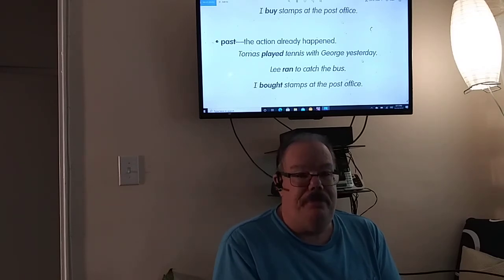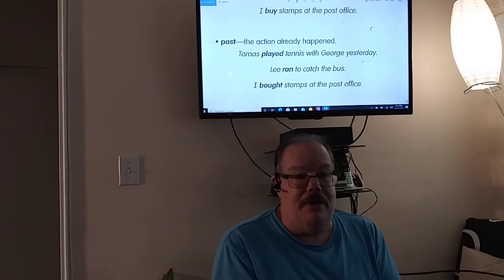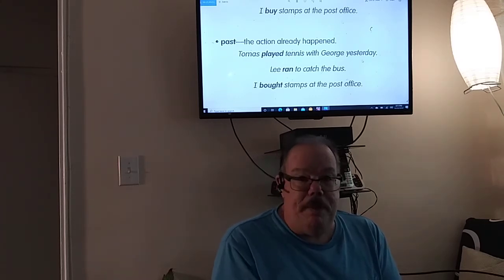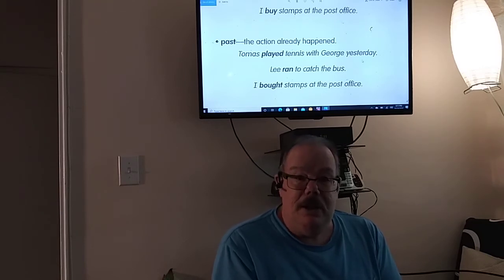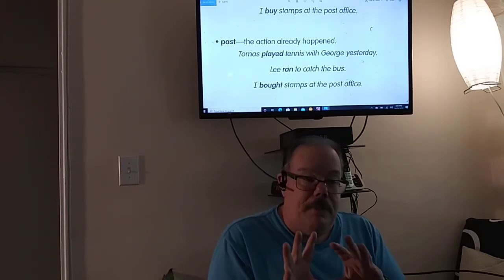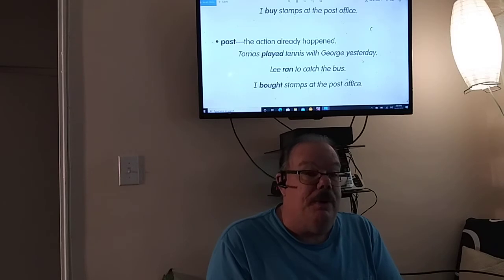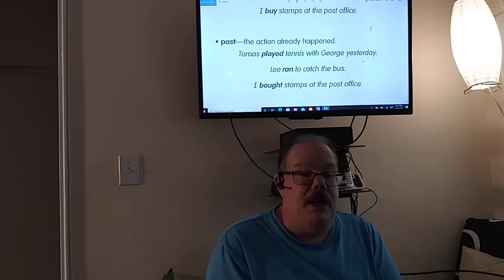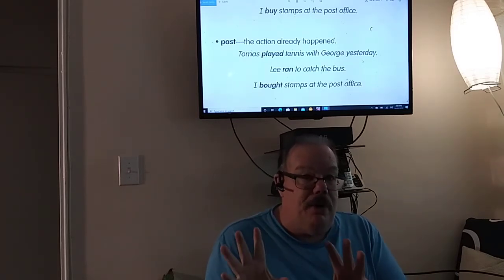However, irregular verbs do not follow that pattern. And we will be doing irregular verbs later on in the week. But for now, we're not going to be focusing on irregular verbs. We're going to be focusing on regular verbs because those are the easiest verbs.